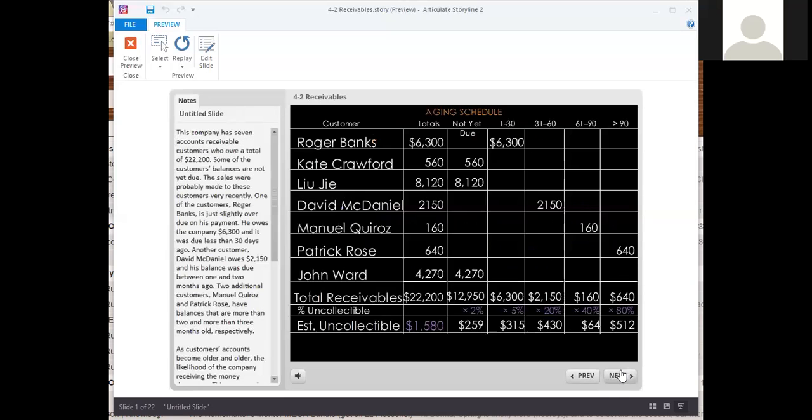Explanation of an aging schedule, which again, handmade. List of all the customers, how much they owe the company, and then breaking them down by how overdue they are. Applying percentages to each of the columns to come up with the amount from each column that we think we won't collect to get a grand total.